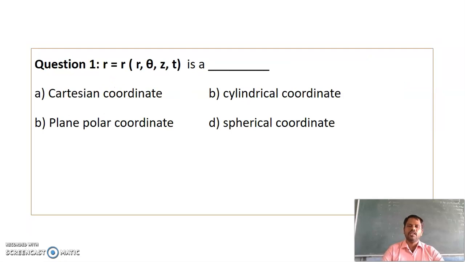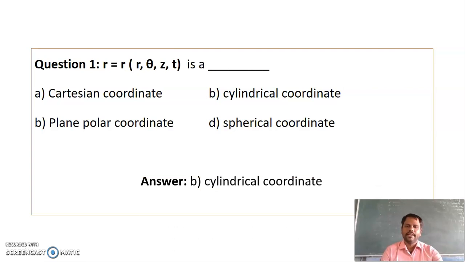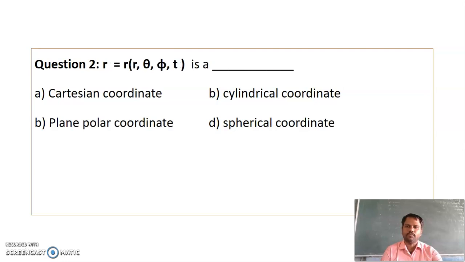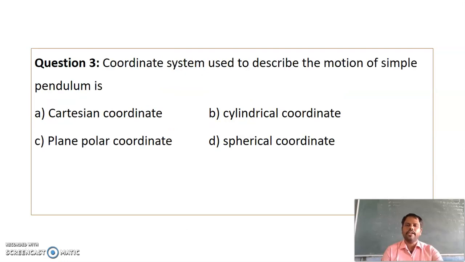Now let's have a small MCQ session. Question number 1. R is a function of r, theta, z. Which type of coordinate system is it? It is the cylindrical coordinate system. Question number 2. R is a function of r, theta, phi and t, which is the spherical coordinate system. So the answer is D. Question 3. The coordinate system used to describe the motion of a simple pendulum is, generally, plane polar coordinates.